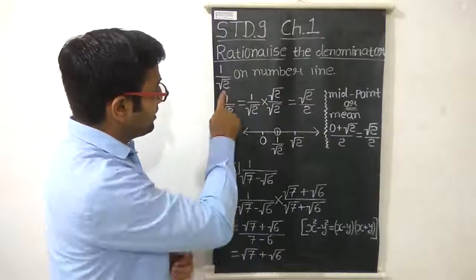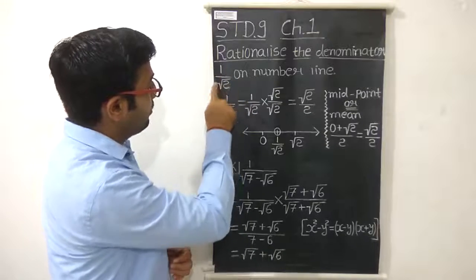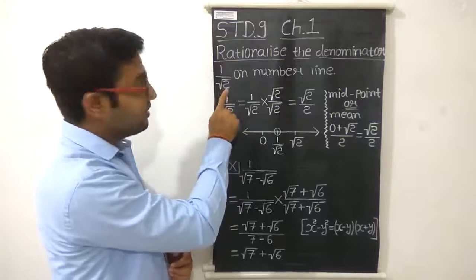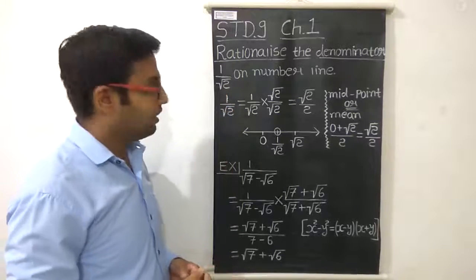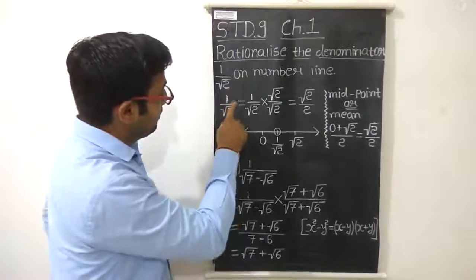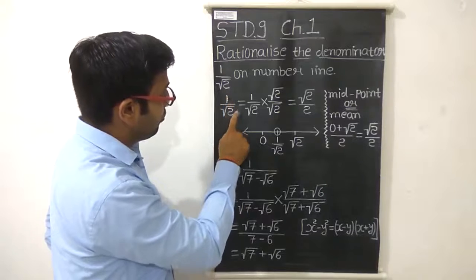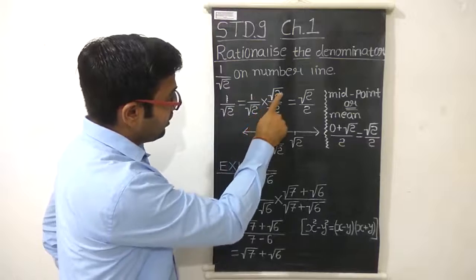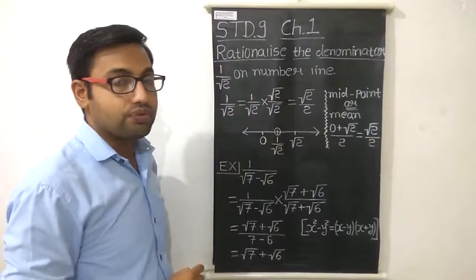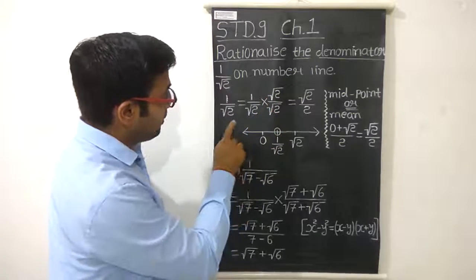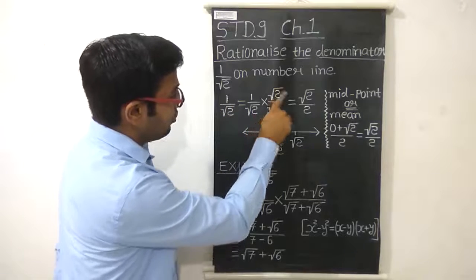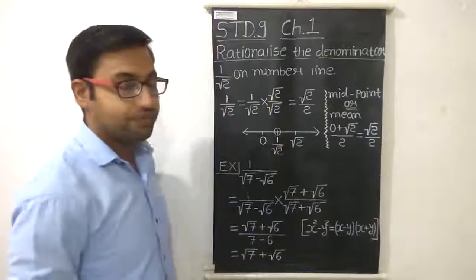To understand this, first of all we have to represent this number in another form. To do that, we will take 1 upon root 2 is equal to 1 upon root 2 multiplied by under root 2 divided by under root 2. That means we multiply the given number with this number in both the numerator and the denominator.